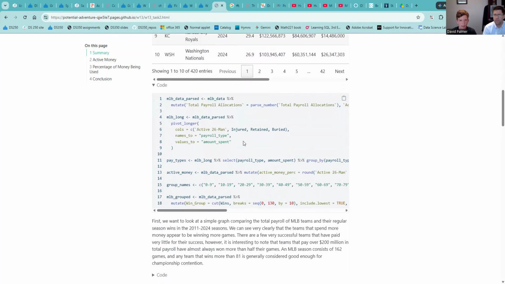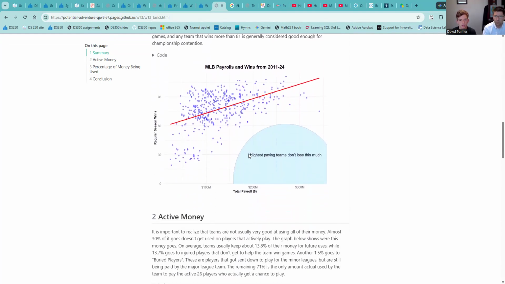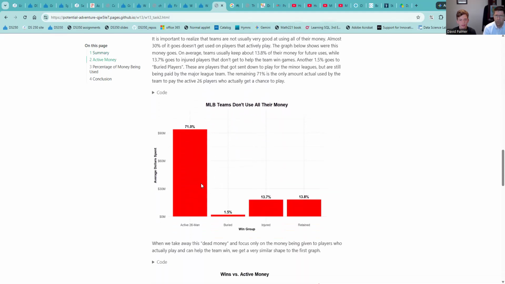I ended up building a graph talking about how much active money each team was spending, meaning how much of their money is being spent on players that are actually on the field helping them win, rather than players who were injured or buried money, like major league players that were playing in minor leagues but still being paid by the major league team.